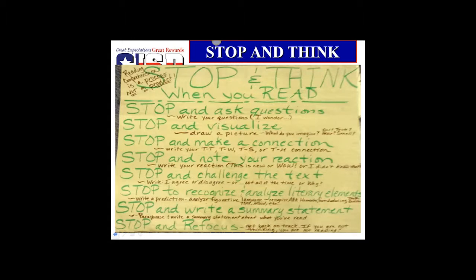These are a list of things that students do when they are reading text. They can stop and ask questions and write their questions out, usually in an I wonder statement. They stop and visualize by drawing a picture. They stop and write out their connections. They note their reactions. They challenge the text. They recognize and analyze literary elements. They write summaries, or they can stop and refocus.